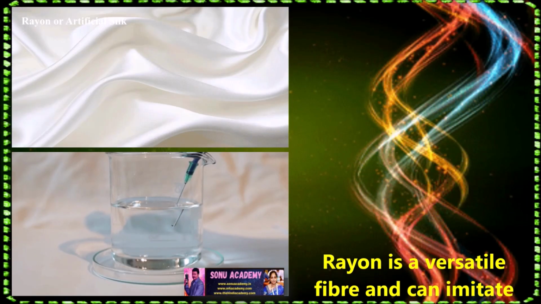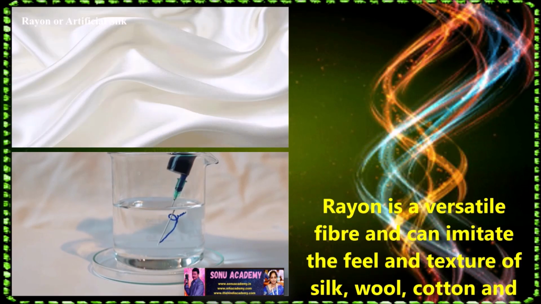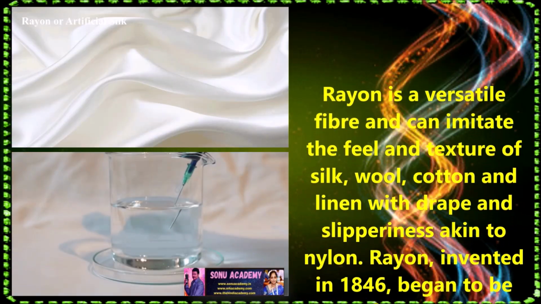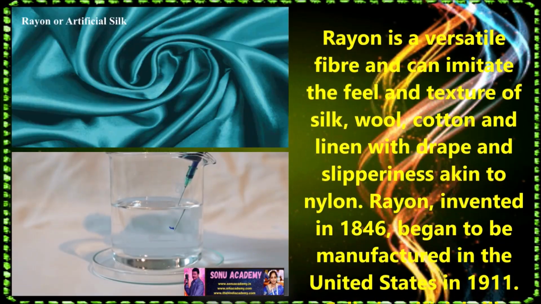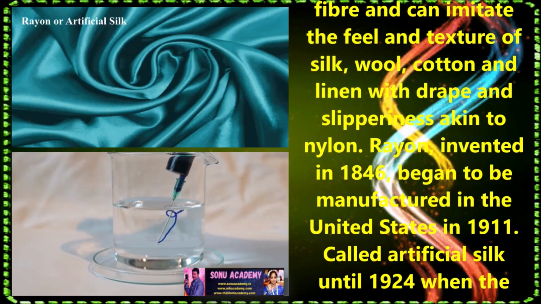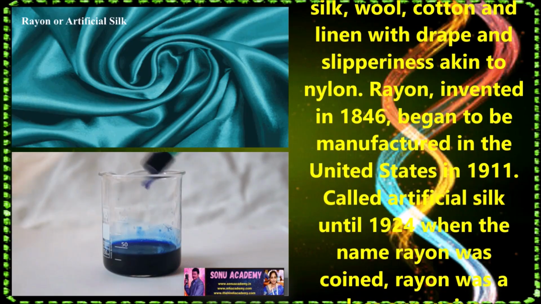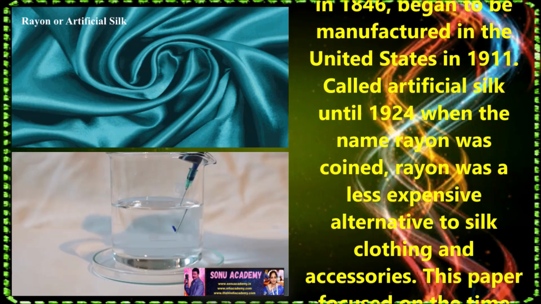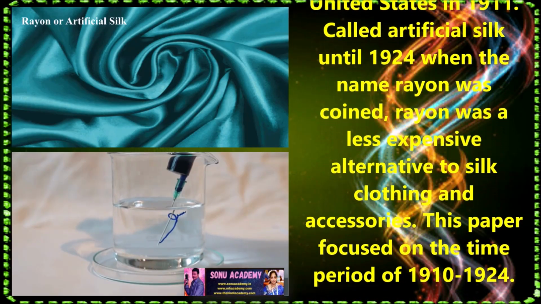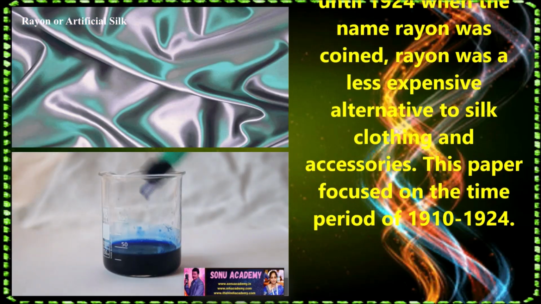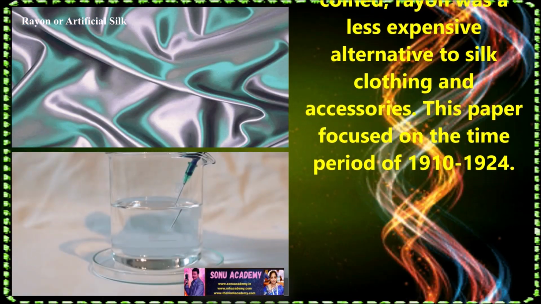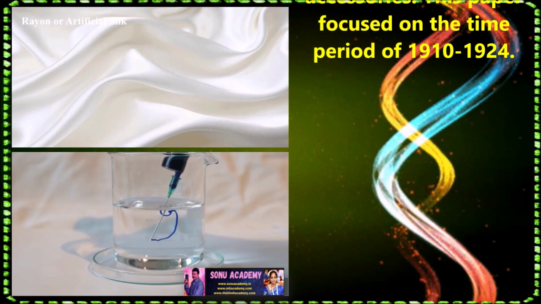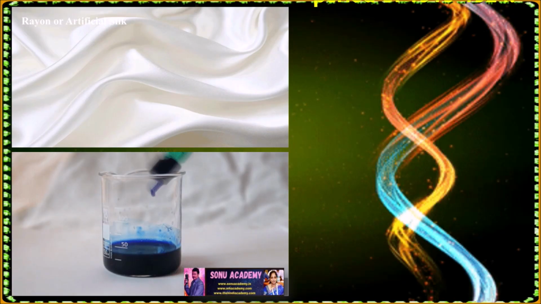Children, let us discuss rayon or artificial silk. Rayon is a versatile fiber and can imitate the feel and texture of silk, wool, cotton and linen, with drape and slipperiness akin to nylon. Rayon, invented in 1846, began to be manufactured in the United States in 1911. Rayon was called artificial silk until 1924, when the name rayon was coined. Rayon was a less expensive alternative to silk clothing and accessories. This paper focused on the time period of 1910 to 1924.